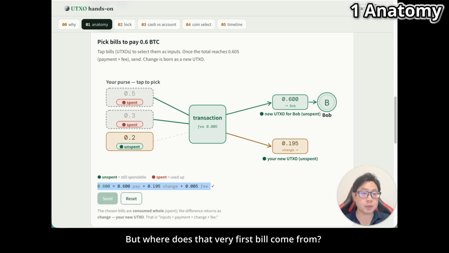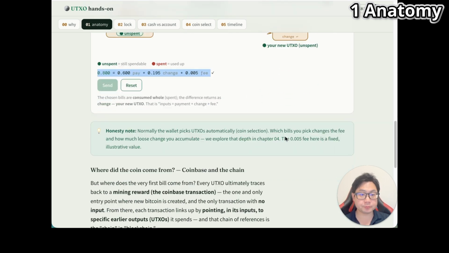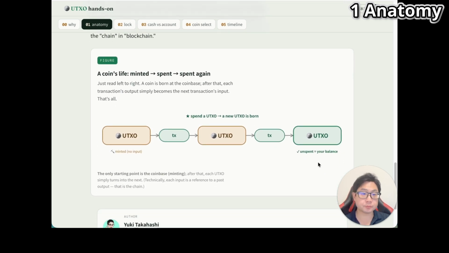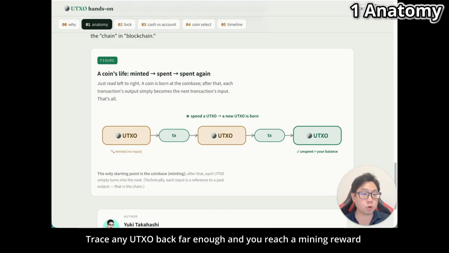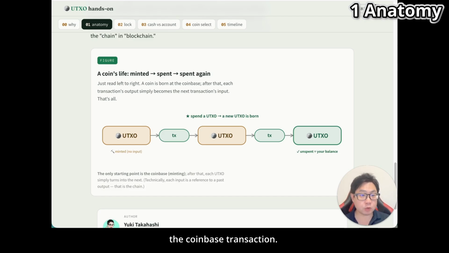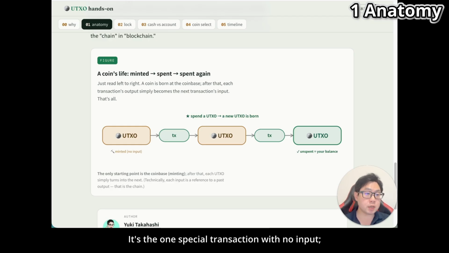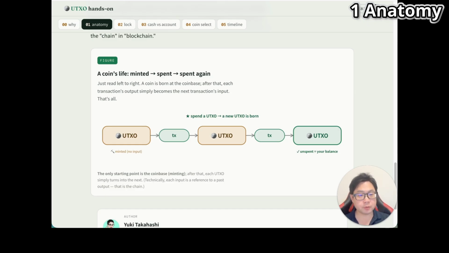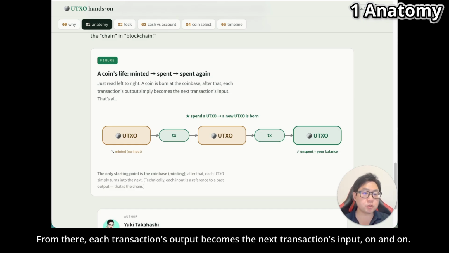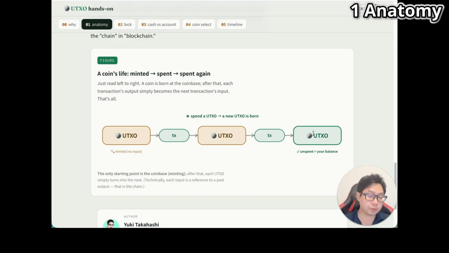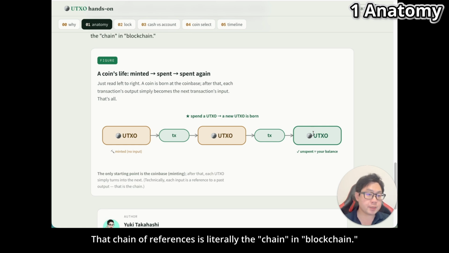But where does that very first bill come from? Trace any UTXO back far enough and you reach a mining reward, the Coinbase transaction. It's one special transaction with no input. It's where new Bitcoin is born. From there, each transaction's output becomes the next transaction's input. On and on. That chain of references is literally the chain in blockchain.